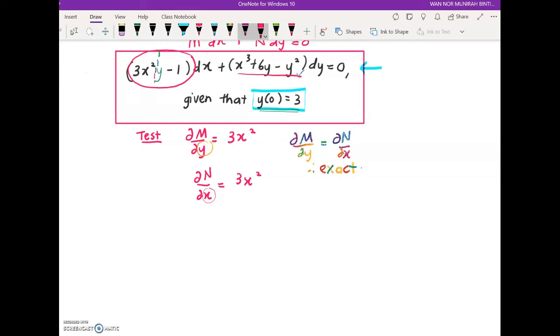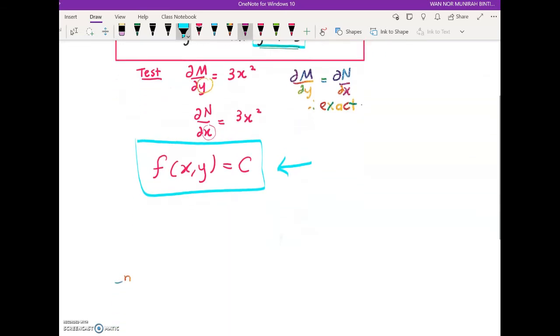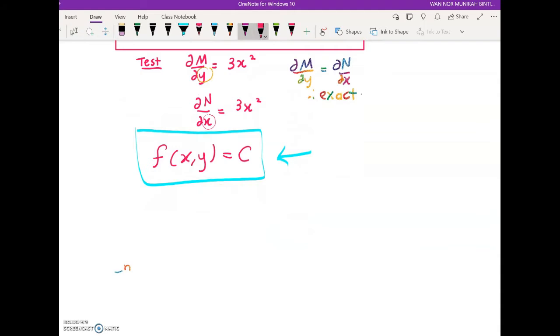Since the exactness test is fulfilled, therefore we can say that there must exist a solution, where the solution is a continuous function in the form of f(x,y) equals a constant, any constant. So highlight this one as our solution. In order to get this solution, we must set up the first and the second equation. The first equation regarding your M. So we have del f del x equals our M.